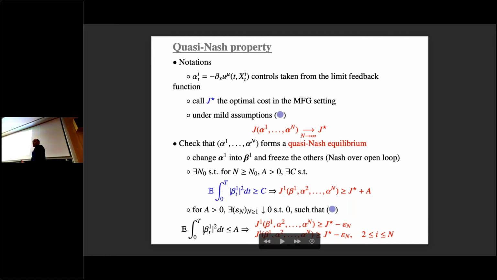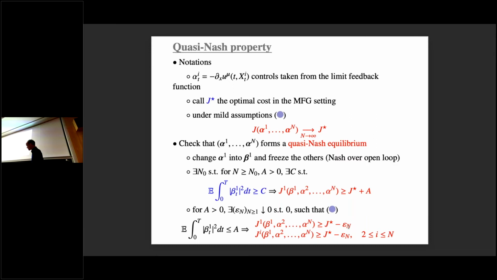what is the impact of X1, of the player that is deviating, onto the empirical measure, because you see that in the empirical measure, you have a mass, 1 over n, the delta mass of X1. X1 is driven by beta and the noise, but beta is of finite kinetic energy, so you really see the impact on the global cost J1, to 1. And so what you see is that at best, she can improve a little bit the cost, but not that much.